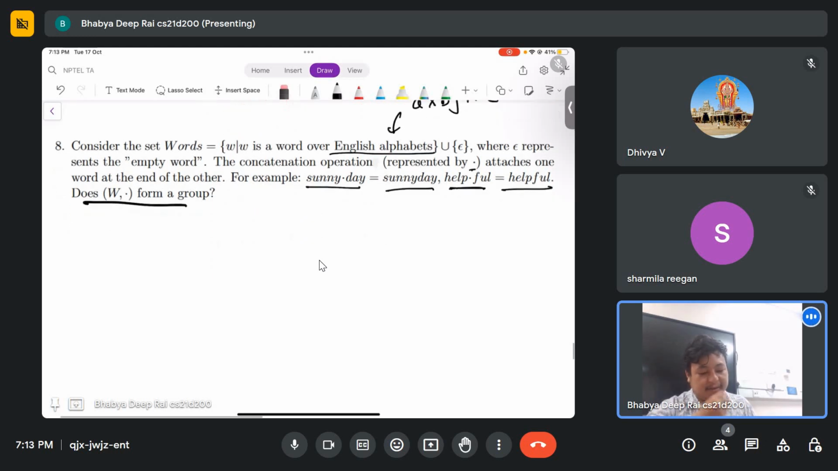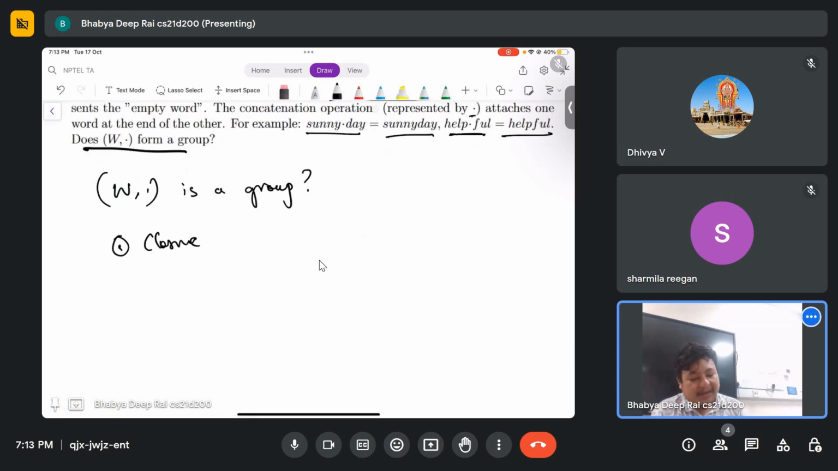Yeah, let's try our hand at this problem. So we need to prove that words with concatenation is a group, or disprove that it is a group. This is a question. Now let's look at closure.